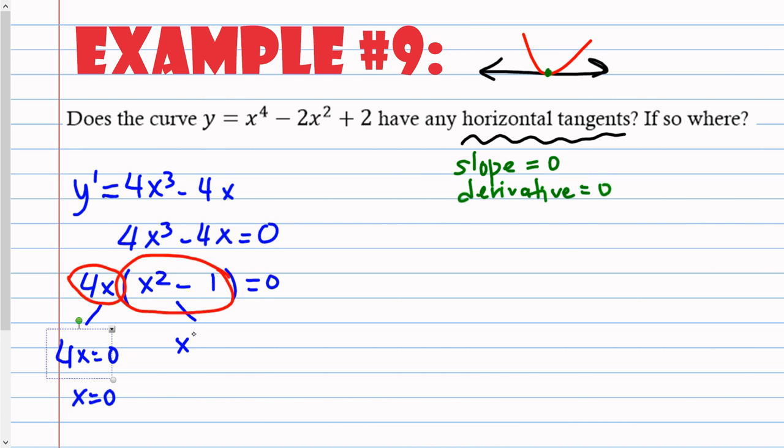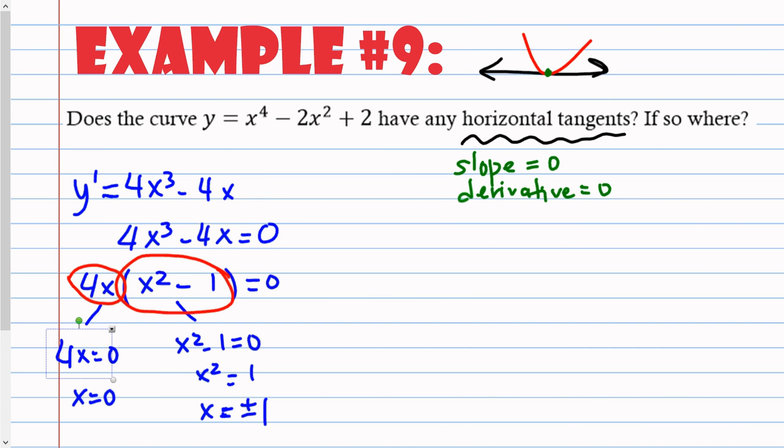And then x squared minus 1 equals 0. So add 1 to both sides. Square root. So x equals either plus or minus 1. Could be both. That looks bad. Let me draw that again. Plus or minus 1. There you go. So I have 3 answers. X can be 0, x can be 1, and x can be -1.